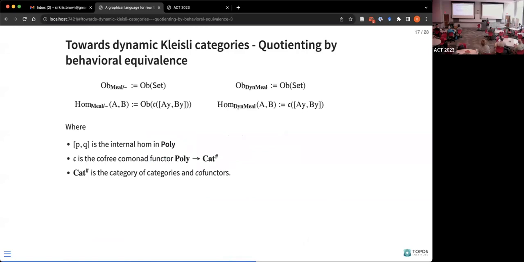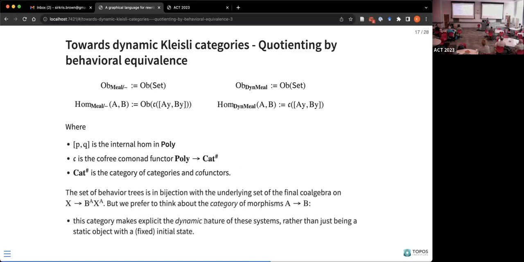So let me talk about what actually this set of behavior trees is. It turns out that we can think of all the possible behavior trees, for an interface A to B, as starting with some polynomial functor, the internal hom from AY to BY, and then if we apply this cofree comonad functor to that, we get a category where the objects are these behavior trees. And Cat sharp here is this category of categories and cofunctors. While we could just look at the behavior trees as the objects, we don't want to throw away the whole category structure there. Between every object A and B in my category, I have a whole category of morphisms, so I have essentially morphisms between my agent-based models. That's really important structure that we don't want to throw away, because those morphisms are actually encoding how the system updates. It turns out that a morphism between two behavior trees is basically taking a path in that tree.